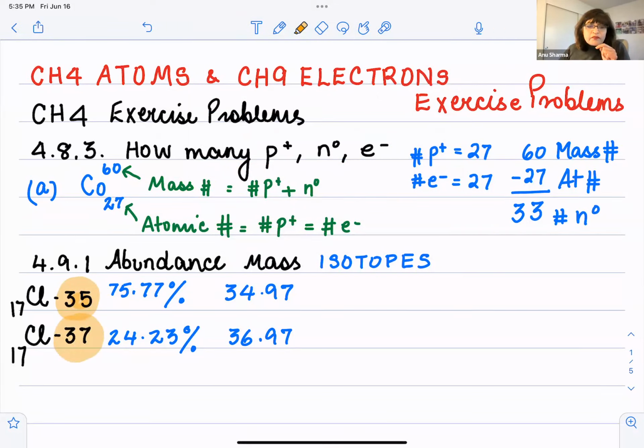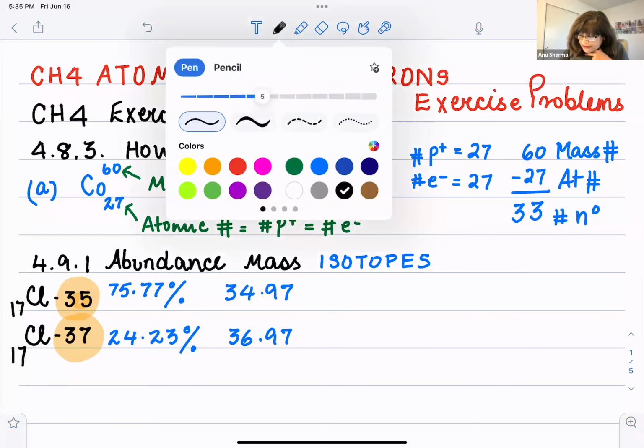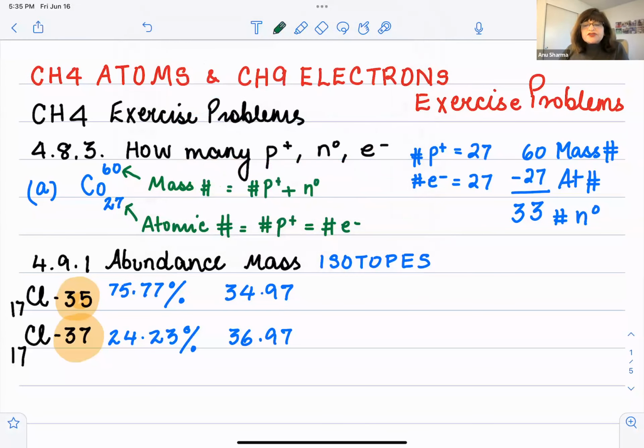Now, chlorine 35 is found in more abundance, and that abundance is 75.77. Chlorine 37 is in lesser abundance in comparison, and that is 24.23. So it's comparatively rare. They have identified the masses, so 35 and 37 are just rounded up numbers, but the real mass is this.